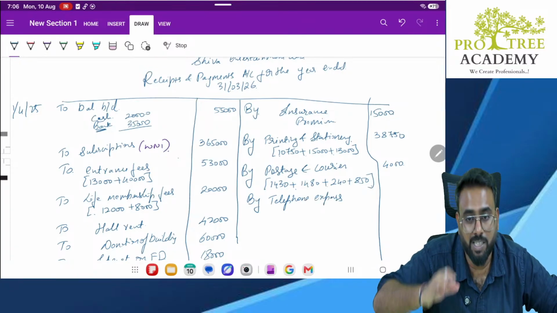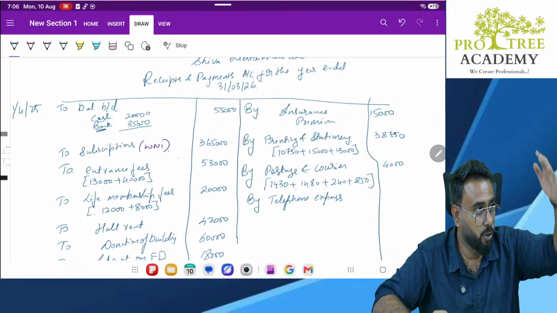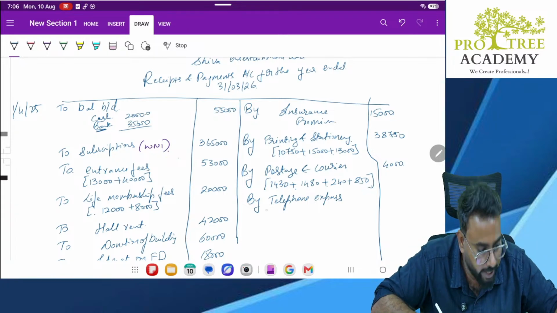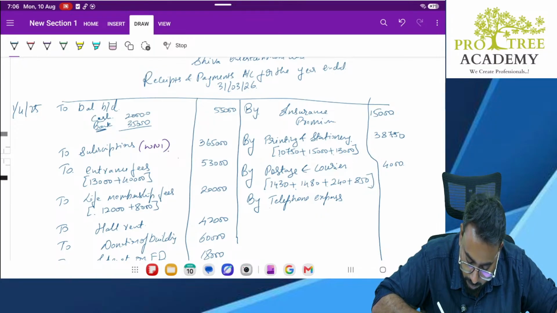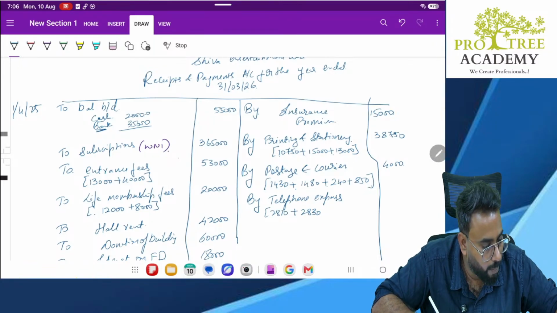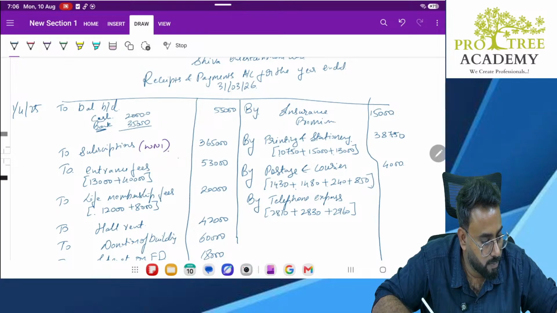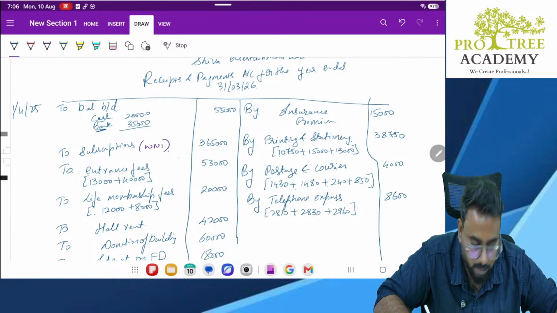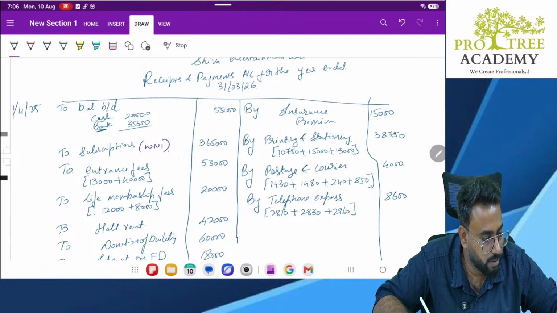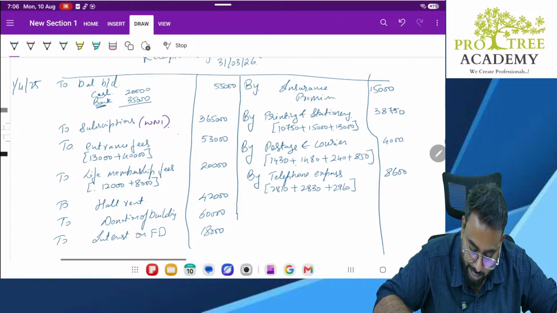expenses. Can you see how we are summarizing everything into one item? Even though telephone expense might have come multiple times, we are doing it in only one shot. Telephone expenses 2810 plus 2830, then plus 2960. 2810, 2830, 2960. That will be 8600. Okay. Next. Telephone is done. Salary and wages.